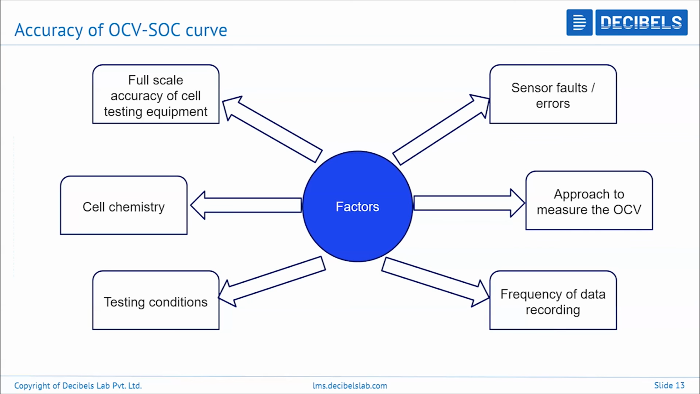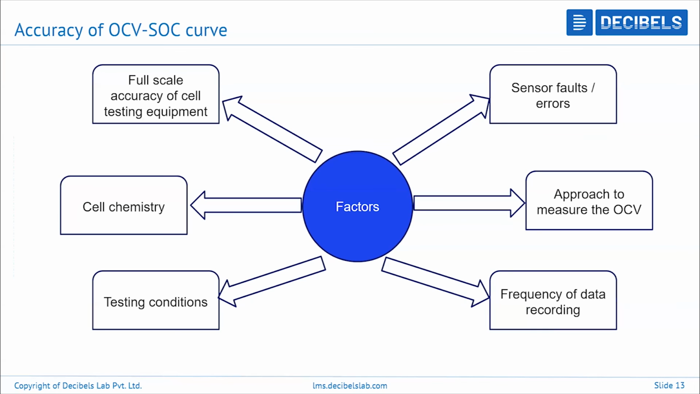Cell chemistry. Your accuracy of the OCV-SOC curve is very much dependent on the cell chemistry. We talked about LFP versus NMC, and we saw that you need much higher accuracy for LFP compared to NMC. Then something which usually cannot be avoided, it is kind of default, is the full scale accuracy of the testing equipment. It depends on which manufacturer you buy it from, and based on that you get whether it is accurate or not. You will see it during the testing time. So these are the factors which have to be looked at when you're considering the accuracy of the OCV-SOC curve.